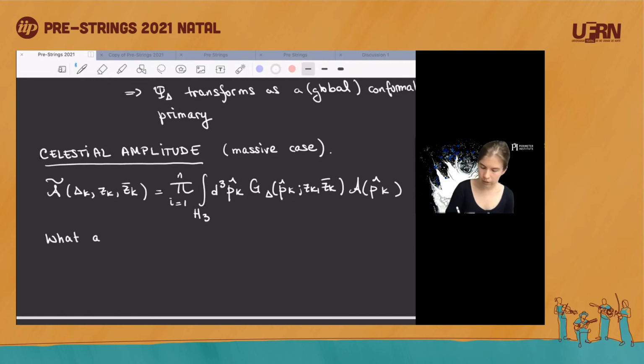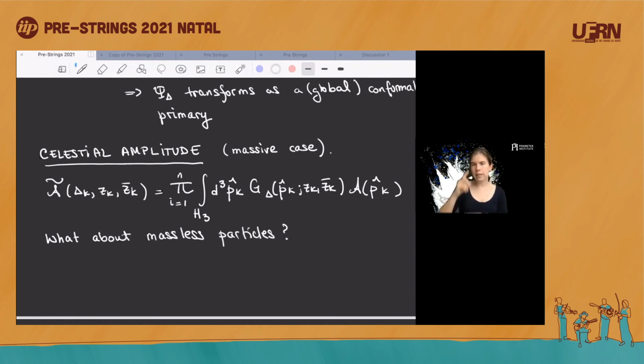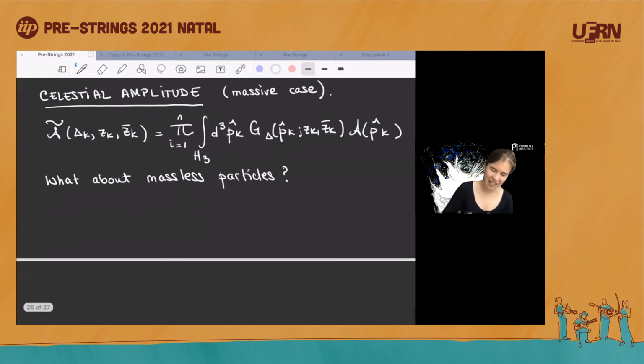So what about massless particles? But before I say that, I think it's a good point to stop and see if there are questions.